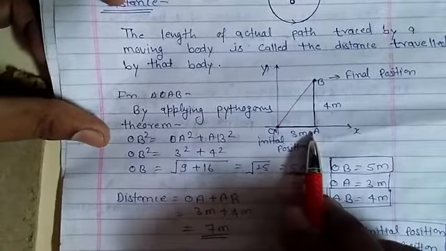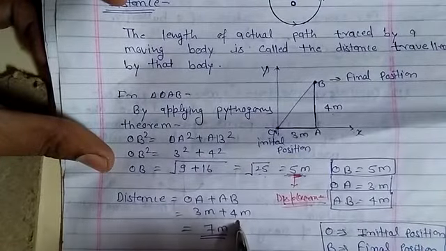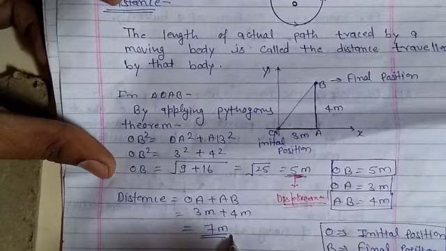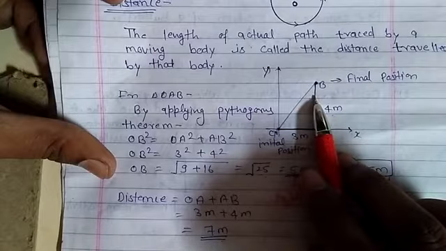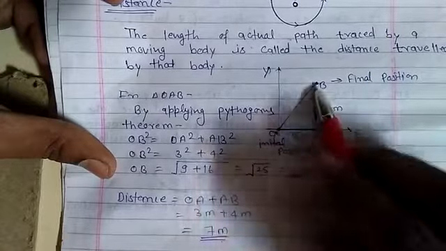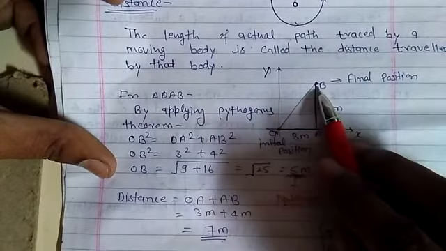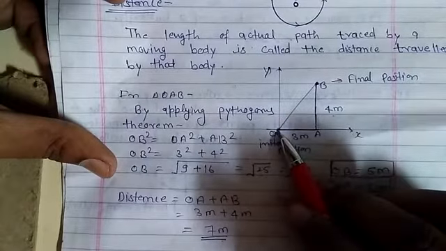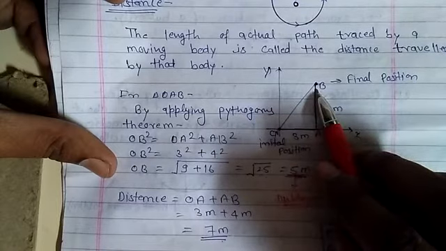OA plus AB, 3 meters plus 4 meters, equal to 7 meters. This is the distance, and O is the initial position, B is the final position. There is a shortest distance between point O, the initial position, and B, the final position. This shortest distance between the points O and B is known as displacement.